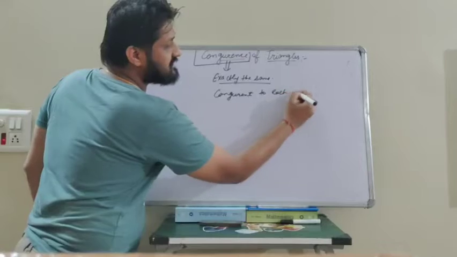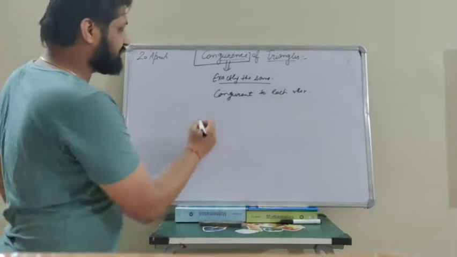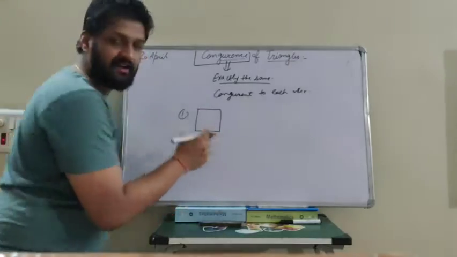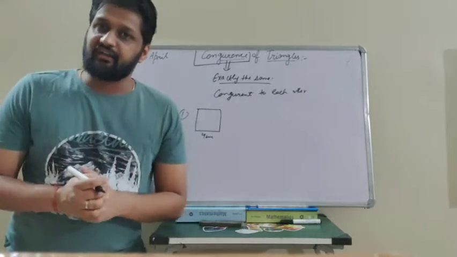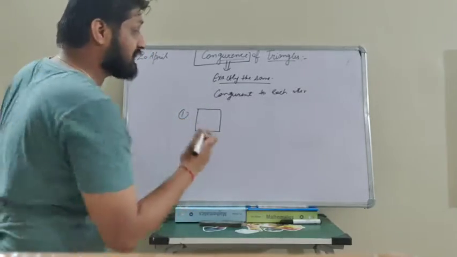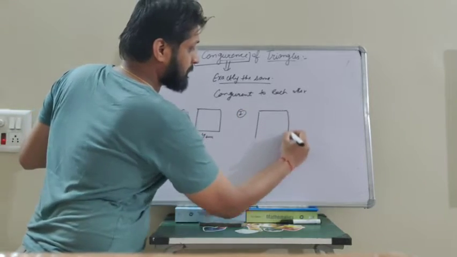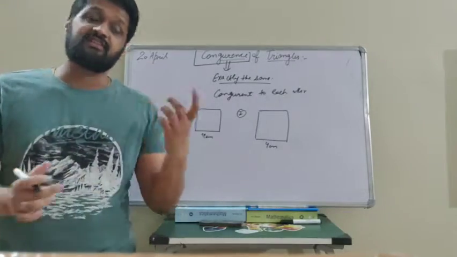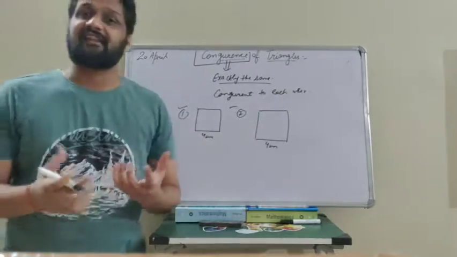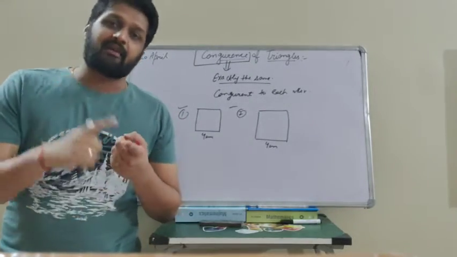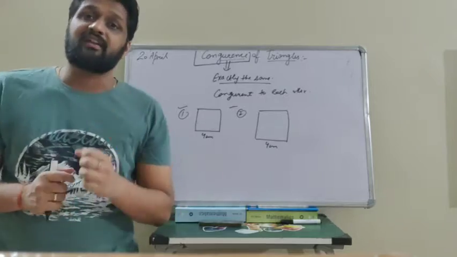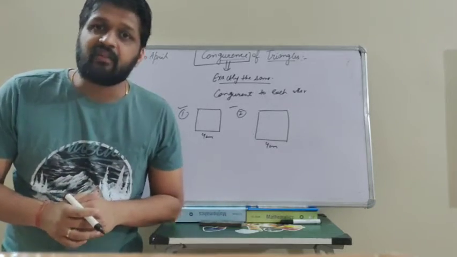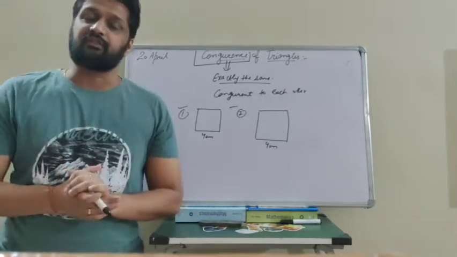See one example. If I have drawn a square, this is the first, of 4 centimeter dimension, and we know that all the sides of the square are equal, so the sides will be 4 centimeter. And we have drawn another square that is also 4 centimeter, and as you know, in a square all the sides are equal. So these first and second figures are identical to each other, their sides are the same, their perimeter will be the same, their area will come out to be the same. So we can say figure 1 and figure 2 are both squares of dimension 4 centimeter, so they are congruent to each other.